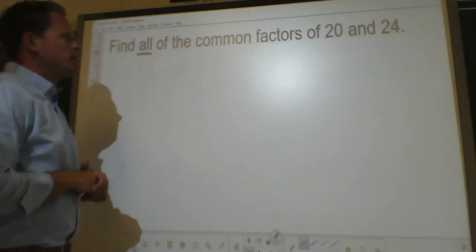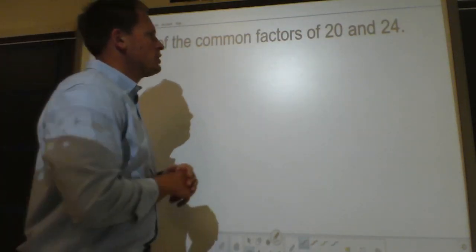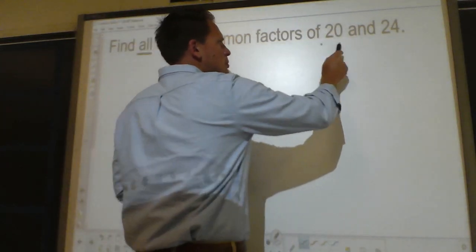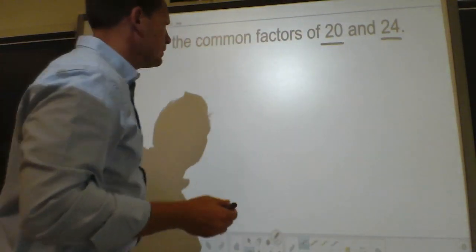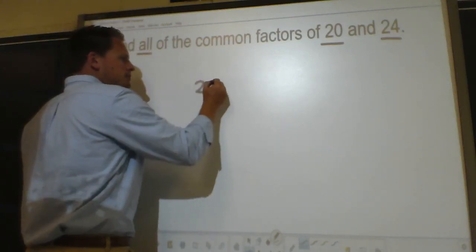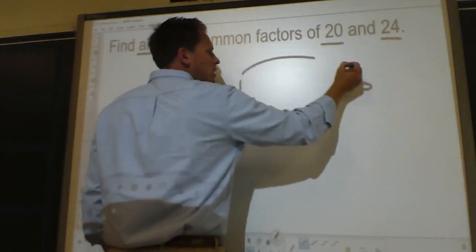So again, look for that common word, that big word for us. It says all, meaning we're talking about factors versus multiples. It says find all the common factors of 20 and 24. So it doesn't matter what numbers these are, we need to create a factor rainbow for all of those numbers. All right, so we'll start with 20. We always start with 1 and the number itself, so 1 and 20.